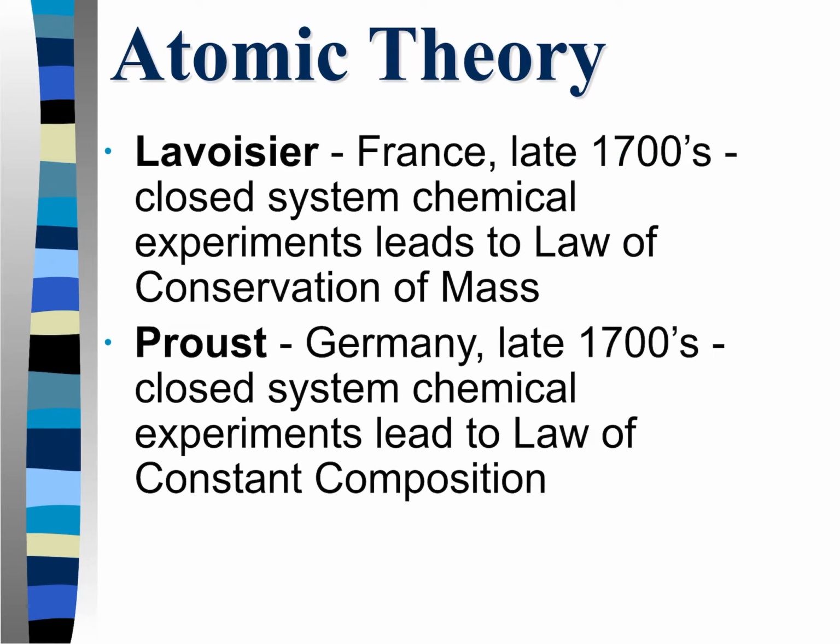In the late 1700s, a scientist by the name of Antoine Lavoisier comes around, and he's one of the first scientists. Him and Joseph Proust in Germany, pretty much at the same time, are both doing experiments with closed systems and writing down their discoveries from those experiments. So the idea of a closed system is we're not going to let any more material in. We're not going to let any of the material out. We're just going to see what happens when we change that material.